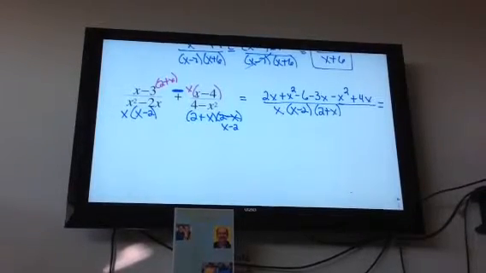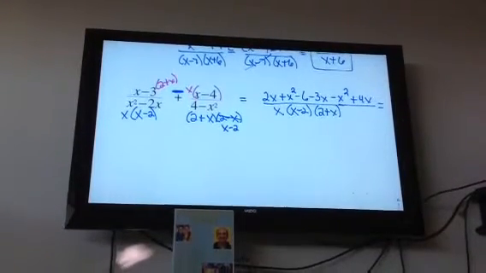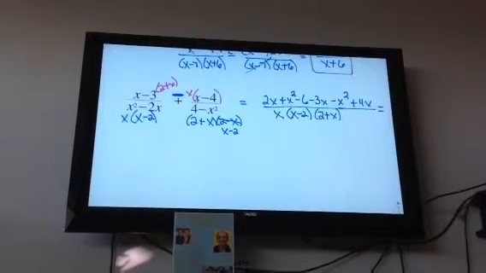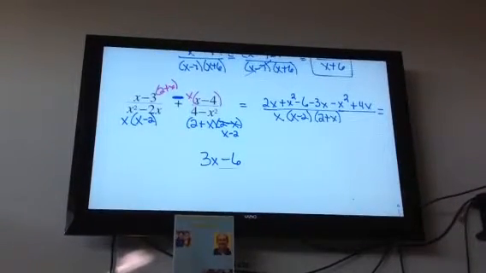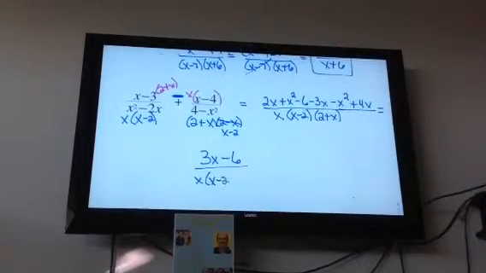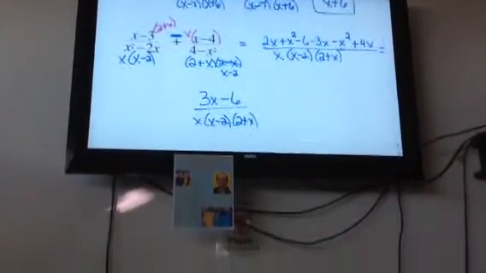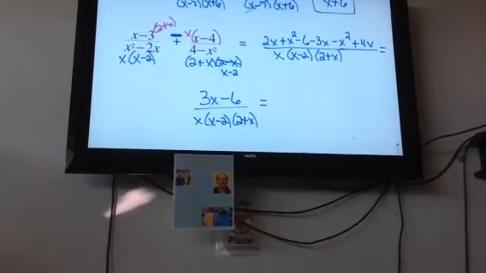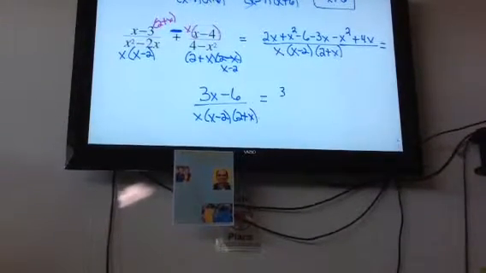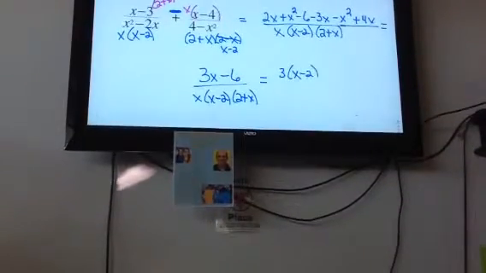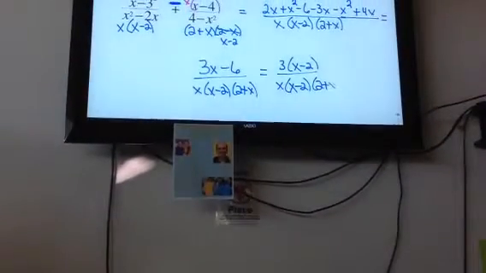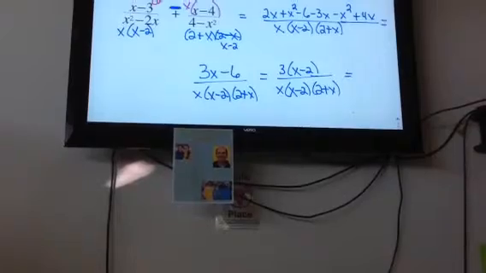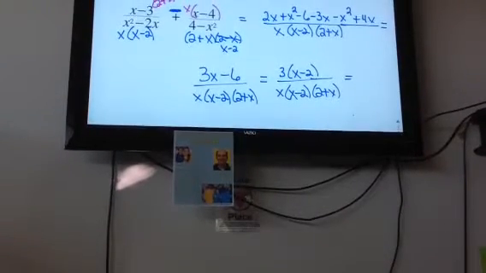Okay? Now we do 3 steps. Can I add and subtract? Yes. My x squareds look like they cancel, and I have 2, 6, minus 3, I have 3x. And minus 6 when I add my like terms. Over my denominator. Factor if you can, and I can. I can take out a 3. And reduce or cancel if I can, and I can, my x minus 2's.